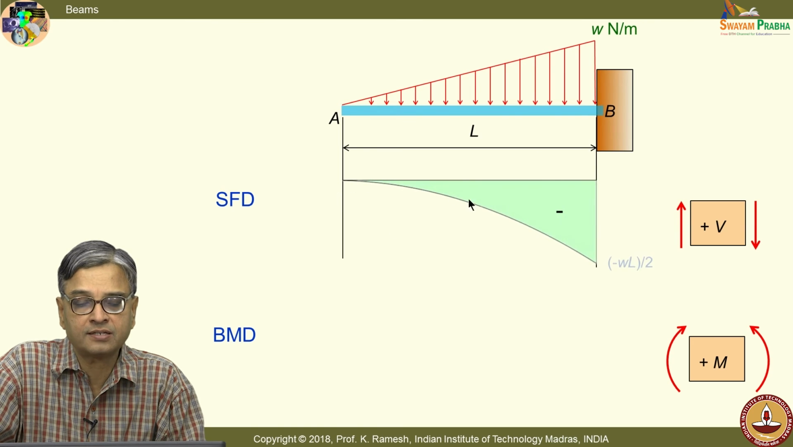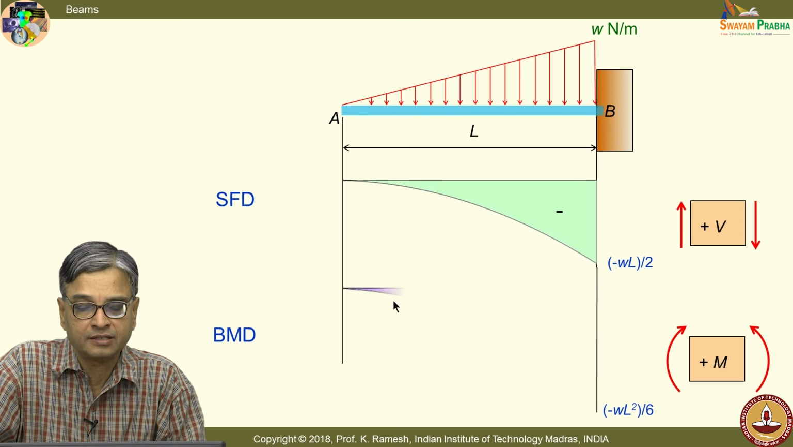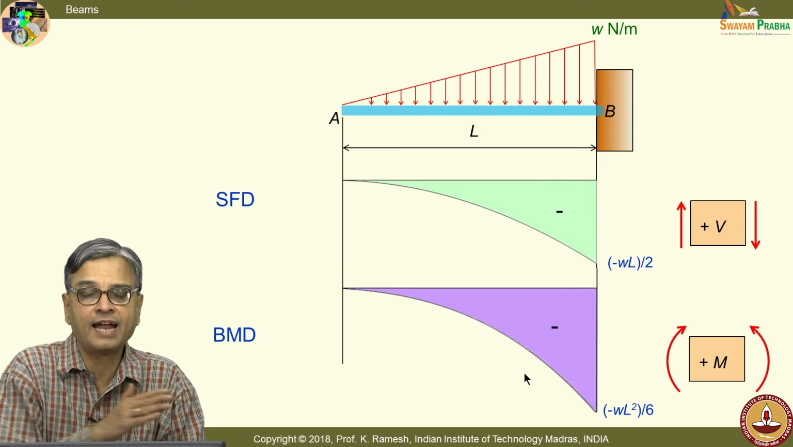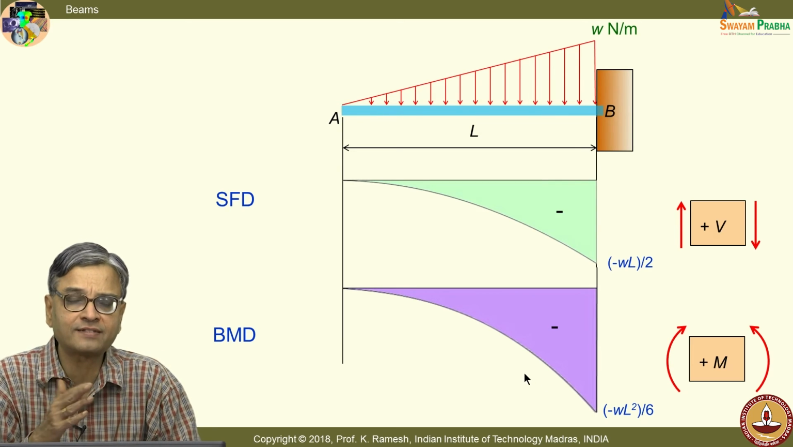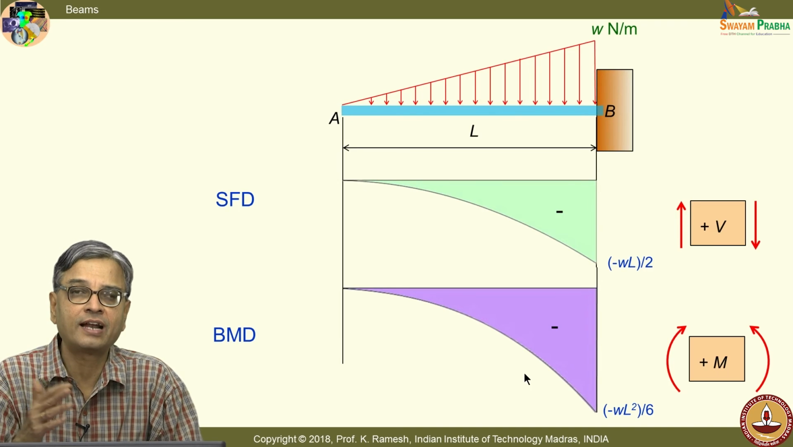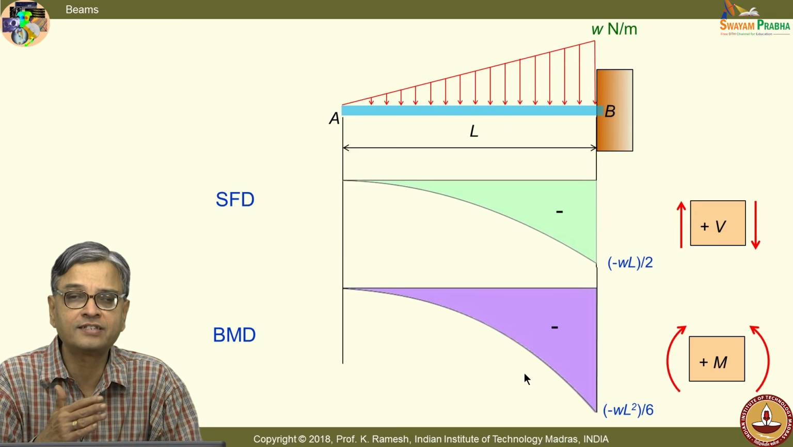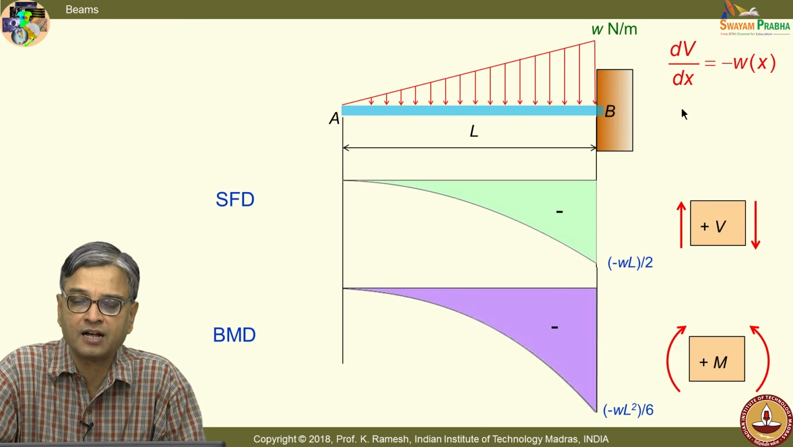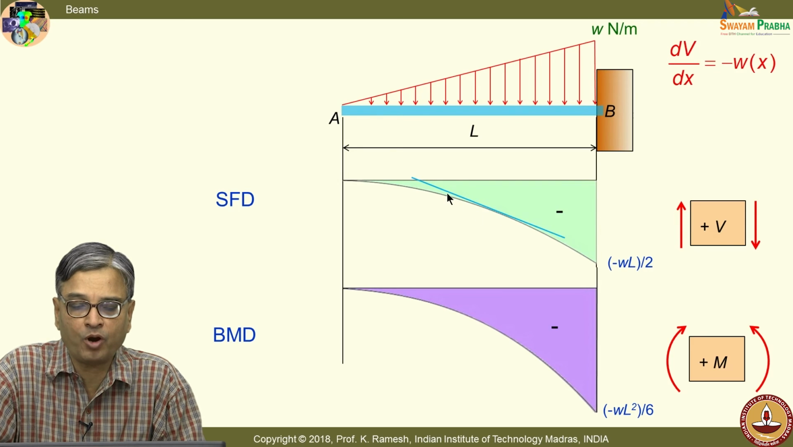So, you plot this as a quadratic curve, and you plot this as a cubic curve. While doing hand plotting, it is very difficult to show a subtle difference between a quadratic curve and a cubic curve. Definitely you can draw it and show distinctly that it is not a straight line, and we can also verify whether the interrelationships are satisfied. I have dV by dx equal to minus W.